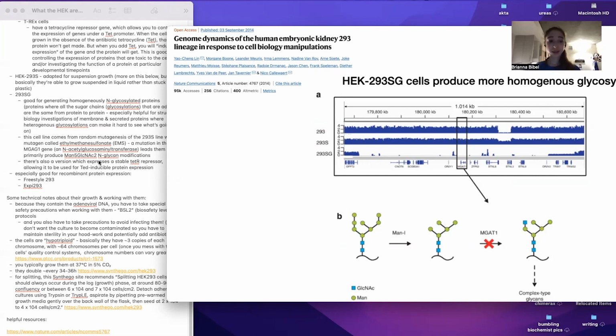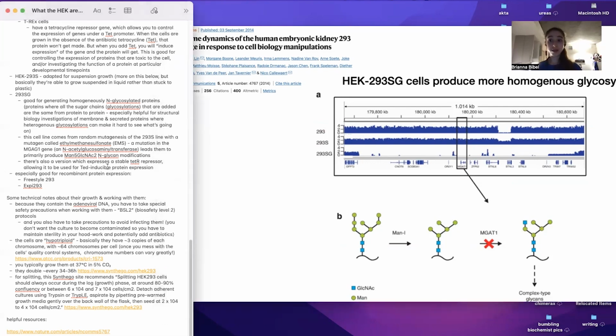But anyway, even with that, these cells are highly abnormal. They're what we call triploid. So basically they have about 3 copies of each chromosome, but not quite. They have a modal number, the one that's most common, of about 64 chromosomes. But some of them have more, some have less, etc.